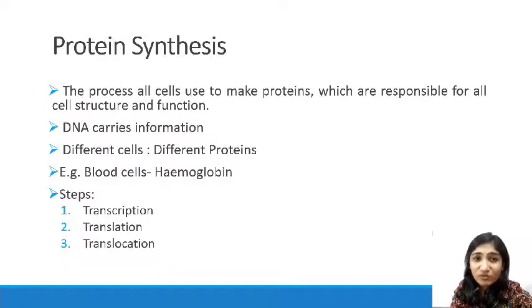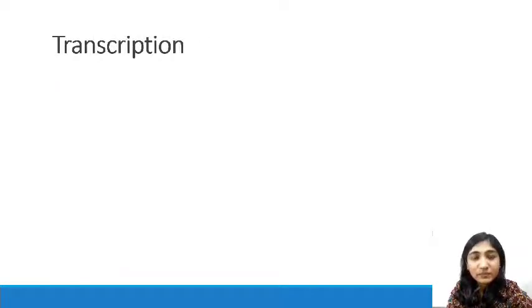Now the important steps of protein synthesis are transcription, translation and translocation. Don't get confused, because we are going to study the 3 steps in detail now. So protein synthesis is nothing but protein making, production of protein inside the cell. Each cell makes protein, and that process in the cell, protein synthesis, we are going to study now. The first process is transcription.